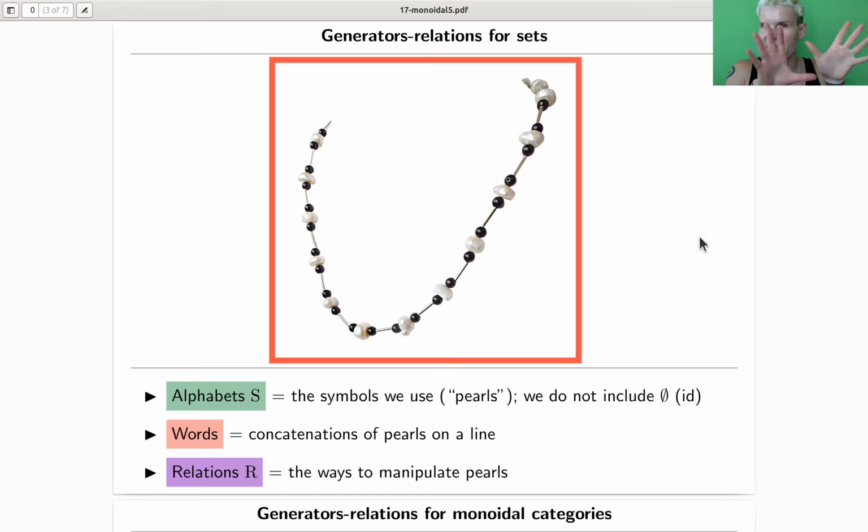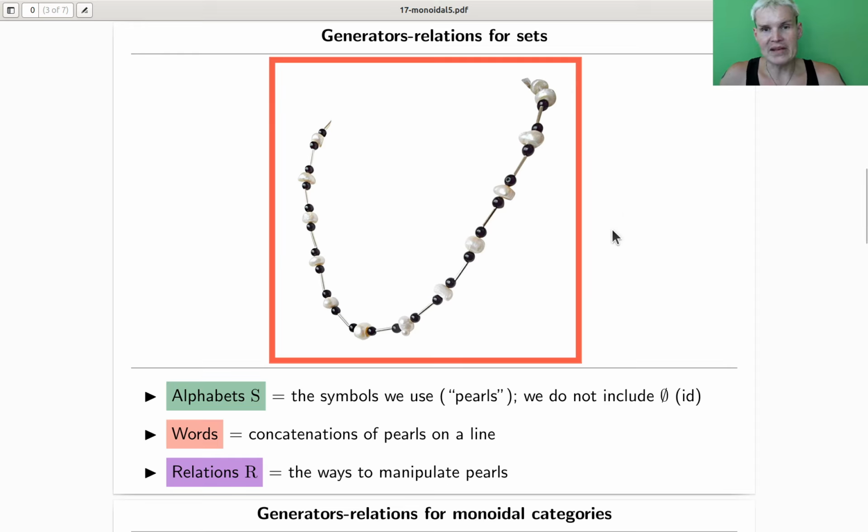You assume that they're there, right? So identities would be something empty on my string, if you want, so you don't include them. So in my example here, I really just have black and white. And a word is literally just that thing. It's a concatenation of pearls on a line. Whatever, let's start reading here. Something like white, black, black, white, black, black, white, black, black, white, and so on.